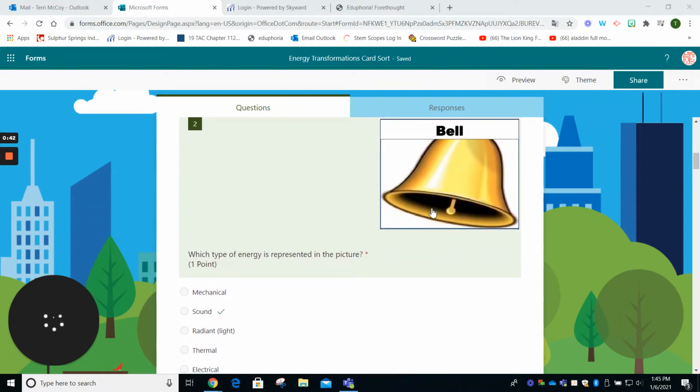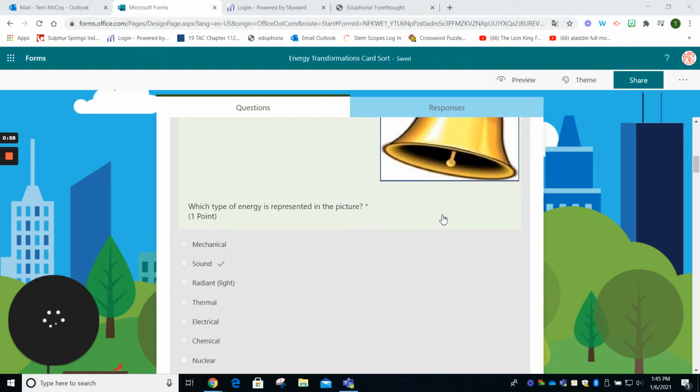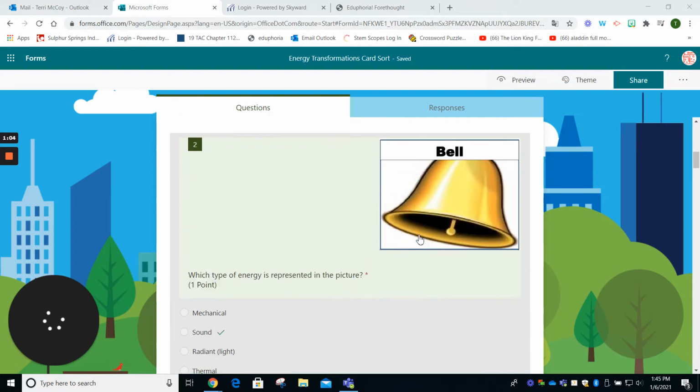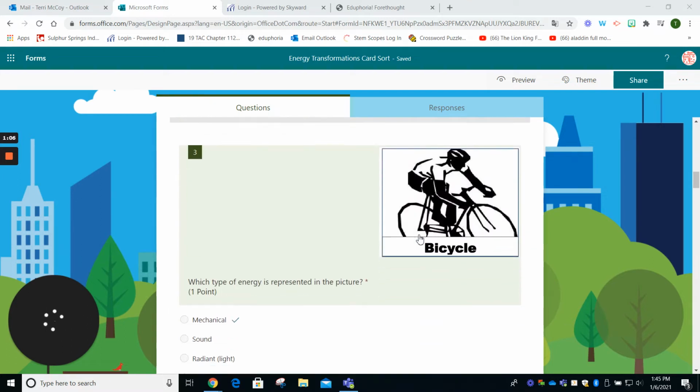Okay. Next we've got a bell. And a bell, when it is rung, makes noise. So noise is sound energy. I didn't put mechanical energy in here because it doesn't really say that we move it, and that's where the mechanical comes in. But if you did, I can see it. If you didn't, you probably got this whole question right. Okay? So bell, sound energy.